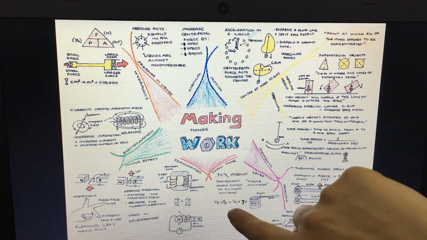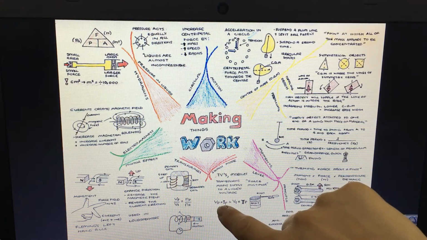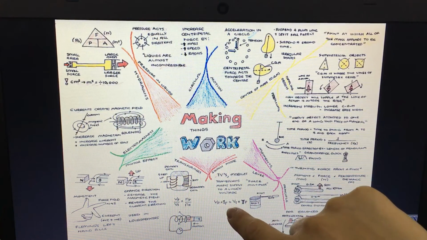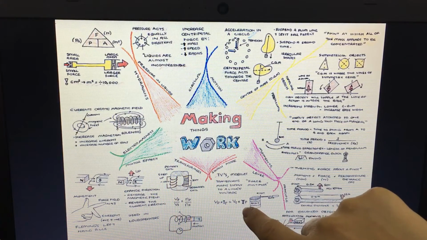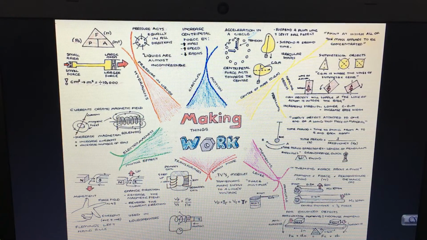It's related to this sometimes: the voltage of the primary times the current of the primary equals the voltage on the secondary times the current on the secondary. So make sure you research your notes for all of these.